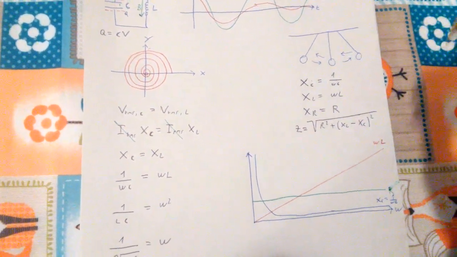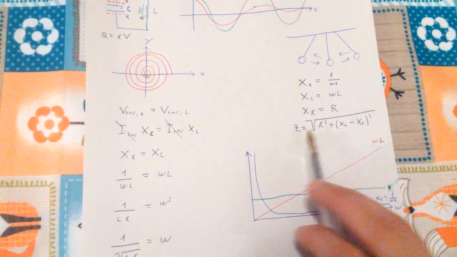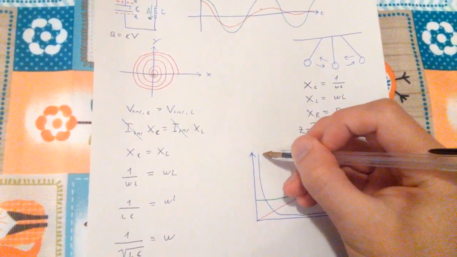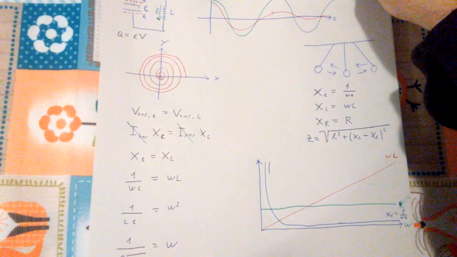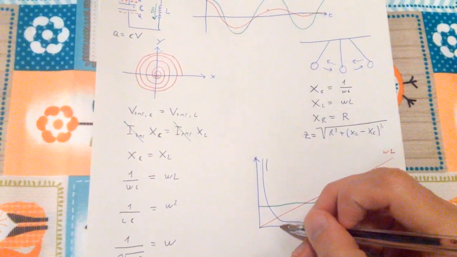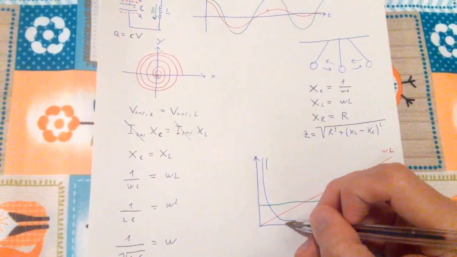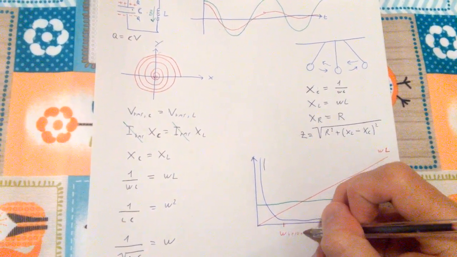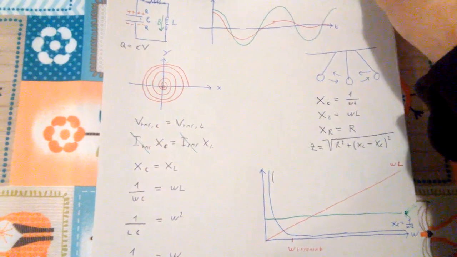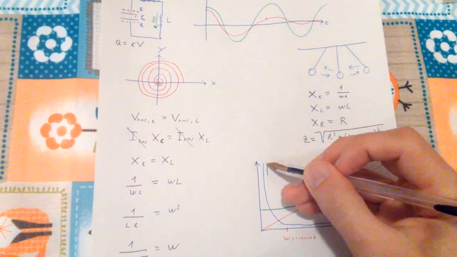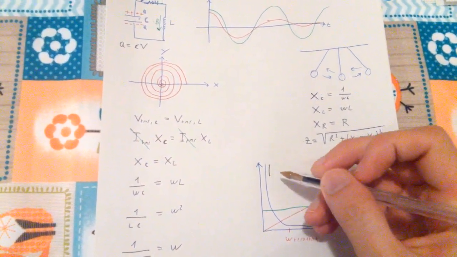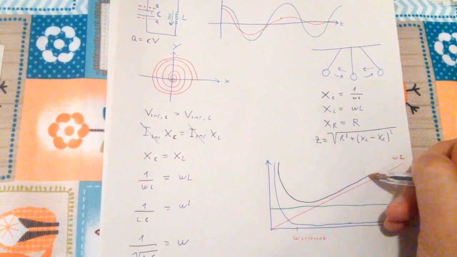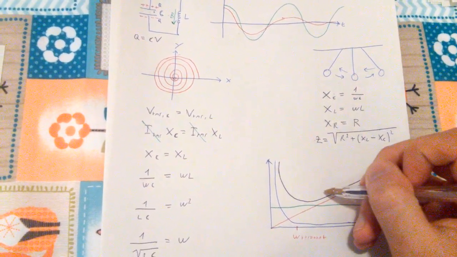And finally, my Z, my impedance, will be something that, well, this one will be actually something like here, I think. My omega resonance. This is gonna reach the resonance frequency. So my impedance will be something like this. So this is my Z.